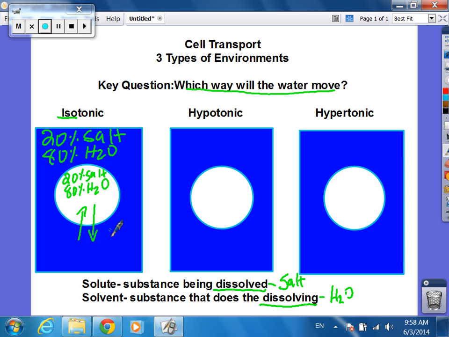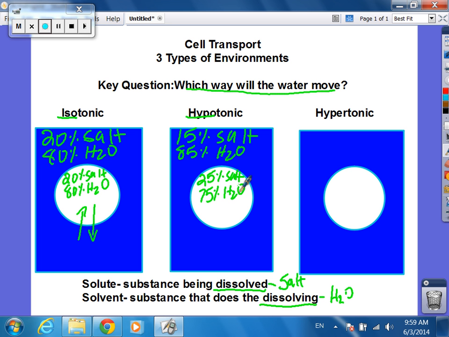The next solution is hypotonic. Hypo means less, and so there will be less solute in the solution in comparison to the cell. So in a hypotonic solution, let's say there's 15% salt. That means there has to be less in the solution than in the cell. The cell may have 25% salt. And you can figure out your water composition based on 100%. So the water in the solution will be 85%, and 75% inside.